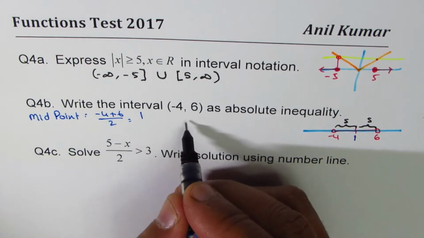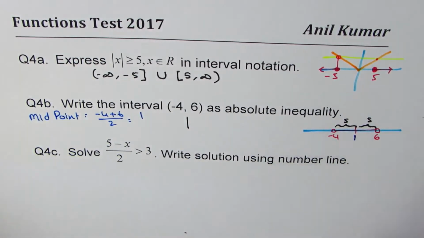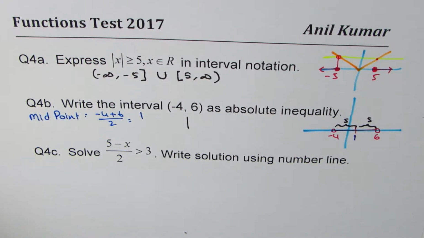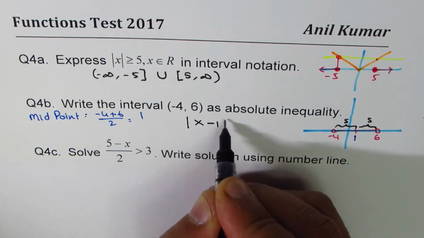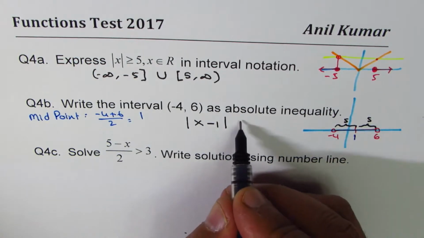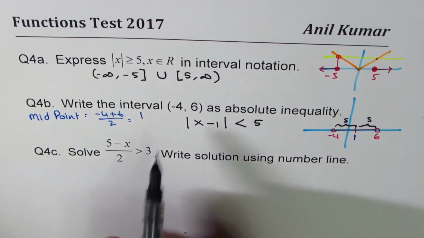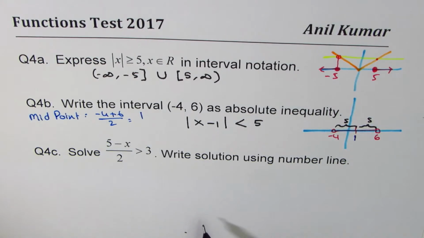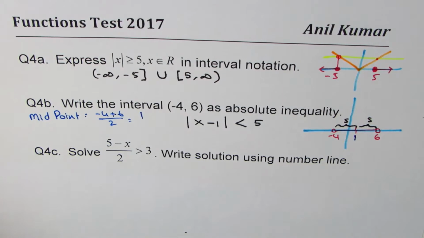So we could write this as absolute, since we are moving to 1, which is on the right side of 0. If you're considering the xy plane, something like this, it becomes absolute x minus 1, and we are within 5 units distance, less than 5. Do you see that? Not included because of these brackets. So that becomes your absolute inequality, whose solution is given here. Is it okay? So that is how you have to do inequalities.